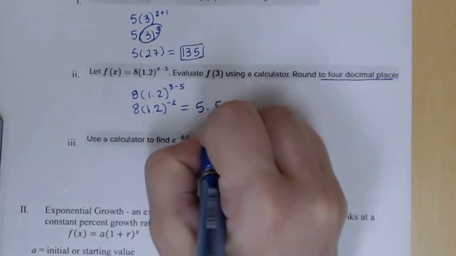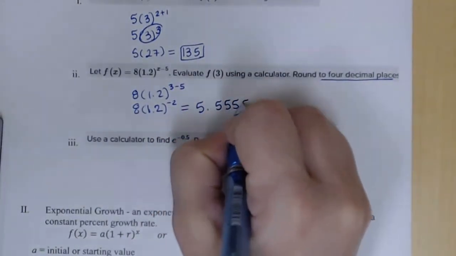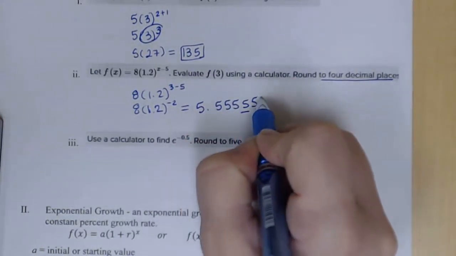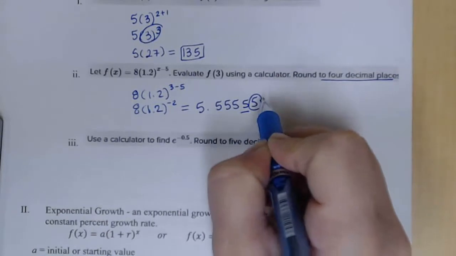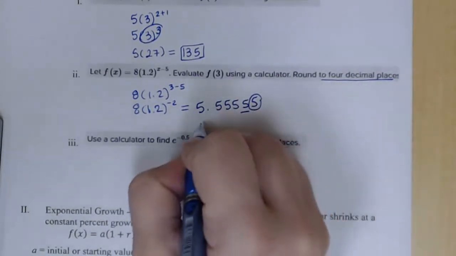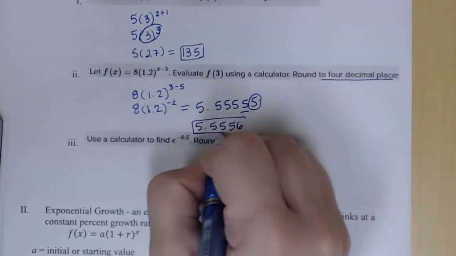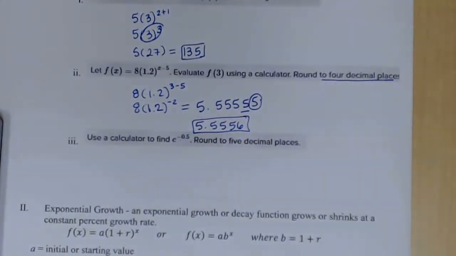So this would be 5.5555. If I want to go to 4 decimal places, I look at the fifth, and if it's 5 or larger, it'll round this one up. So it would be 5.5556. I do take off for rounding. Rounding is a concept you should know before entering this course, so make sure you round appropriately.